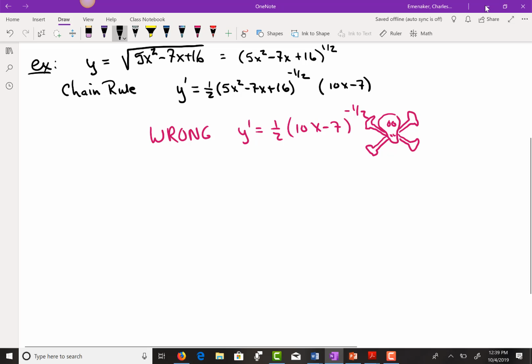Okay, so let's try another example, something like that. Let's say we have something like y equals 1 over, let's say 3x squared minus 7x plus e to the x raised to the 8th power.